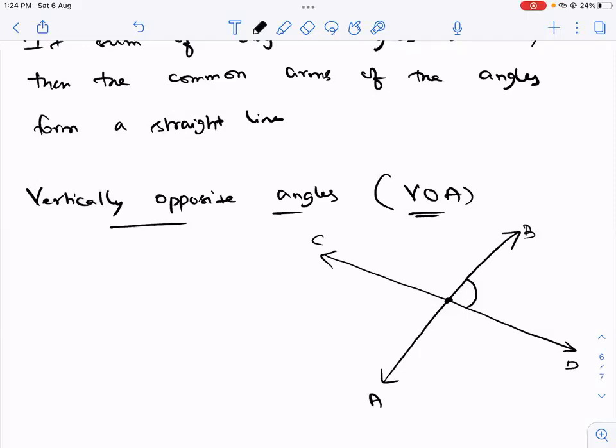Out of the four angles, definitely, unless they meet at right angles, one will be acute and one will be obtuse. So this is acute, and you have another acute exactly on the opposite side. And you have an obtuse, and another obtuse angle exactly on the opposite side. So the acute angle is equal to acute, and the obtuse is equal to obtuse.